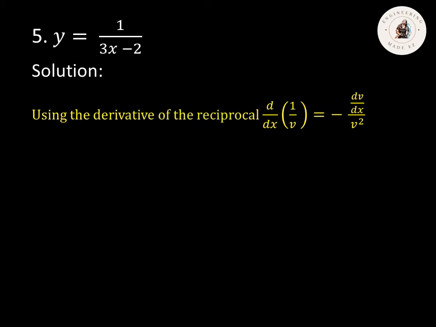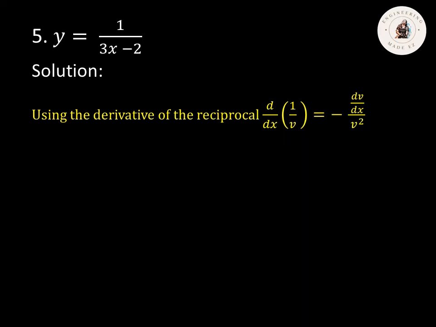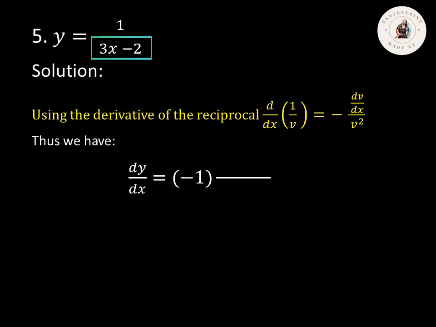In solving this one, we're going to use the derivative of the reciprocal, which is the derivative of 1 over v with respect to x is equal to negative derivative of v with respect to x over v squared. Our v here is equal to 3x minus 2. So our derivative of y with respect to x is equal to negative 1. Then deriving our v with respect to x, which is 3x minus 2.